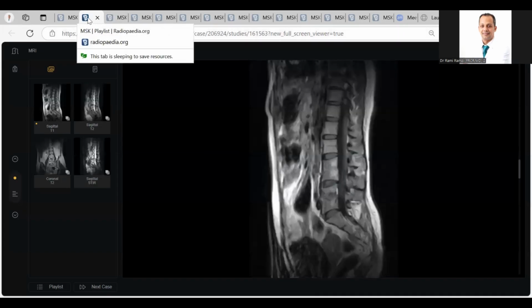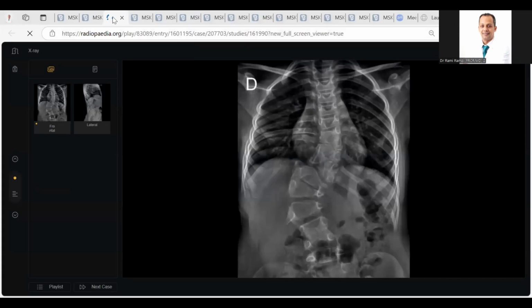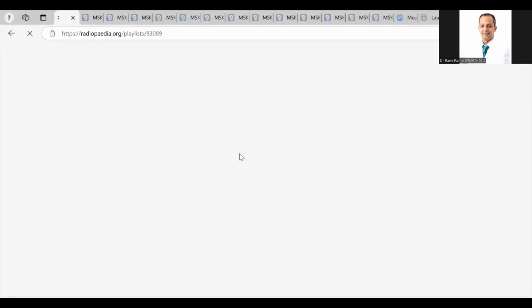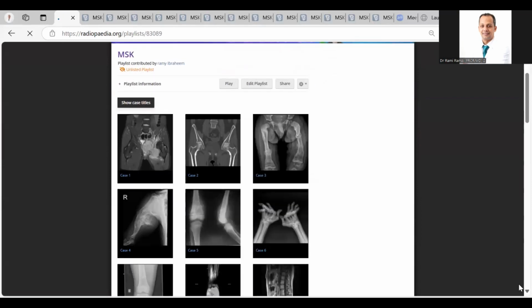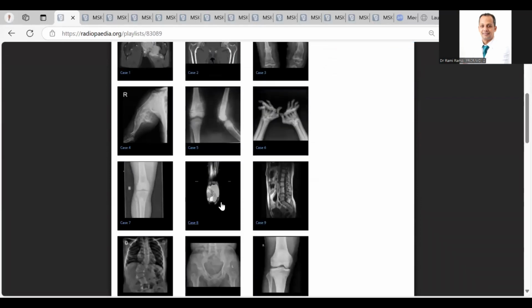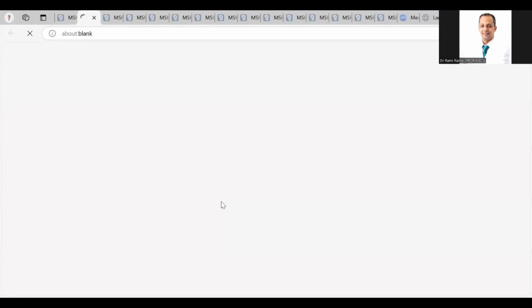I think there is one case, I don't know what it is. The case of aneurysmal bone cyst. I will show you here, but you should know two buzzwords.